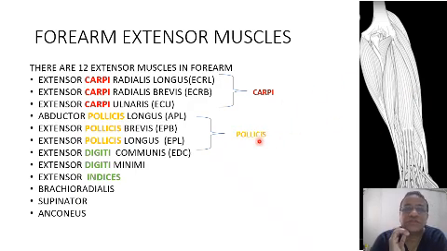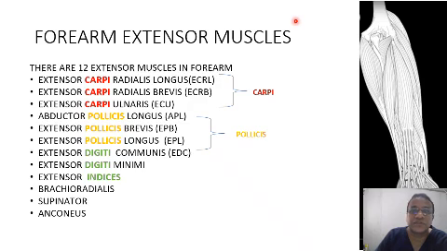The next group is the pollicis muscle group. There are three muscles in this group also, starting with abductor pollicis longus, extensor pollicis brevis, and extensor pollicis longus. They are considered the thumb extensors.